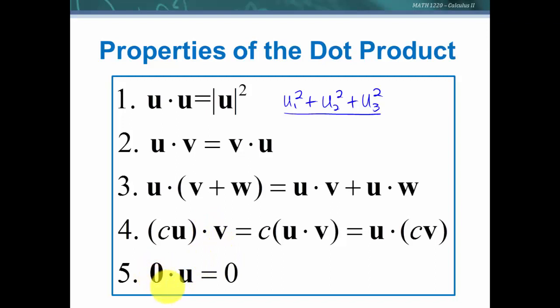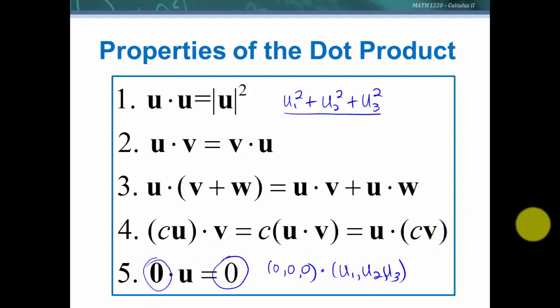And if you dot with the 0 vector, you get 0, and that would simply make sense because the 0 vector would be a vector whose components are 0, and if you dot that with a vector whose components are u1, u2, and u3, you see we get 0 plus 0 plus 0. So this is the 0 vector, and this is the scalar 0.